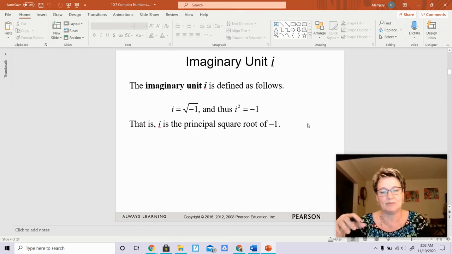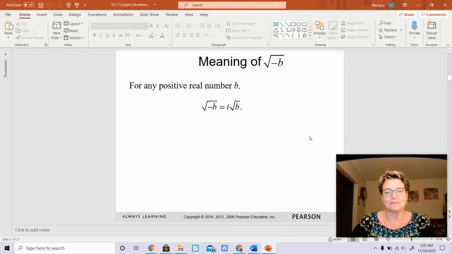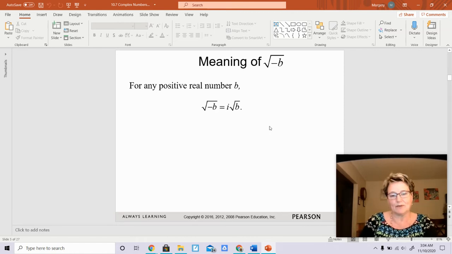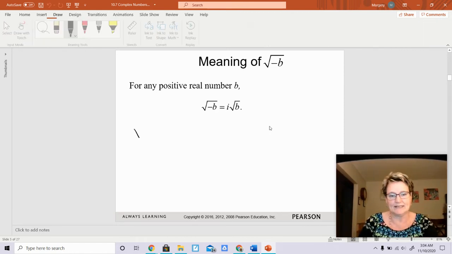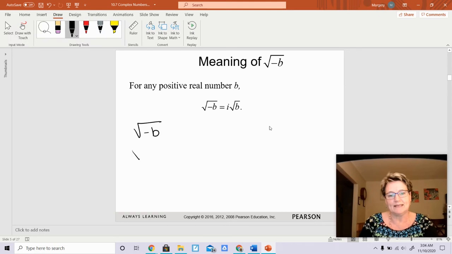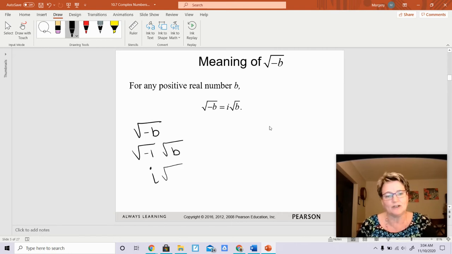Because everything from now on, we're going to have complex numbers, which have a real portion and an imaginary portion. So, the meaning of the square root of -b. The way I like to write it out, even though it's not written out here, is that the square root of -b is the same thing as the square root of -1 times the square root of b. The square root of -1 is i, so that becomes an i. And then, of course, you can't simplify the square root of b. I just wanted to add that in there instead of it just jumping right to it.